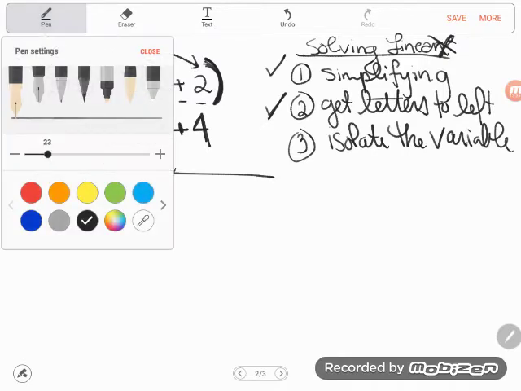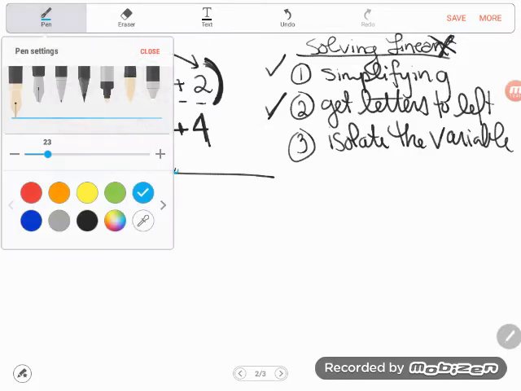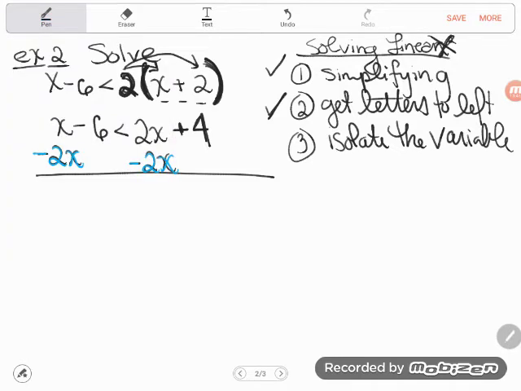Now, oh man, I was doing my balance change in a different color, and I keep forgetting. There we go. The change I'm making to both sides of my inequality. And again, as long as you make the same change to both sides, you're fine.